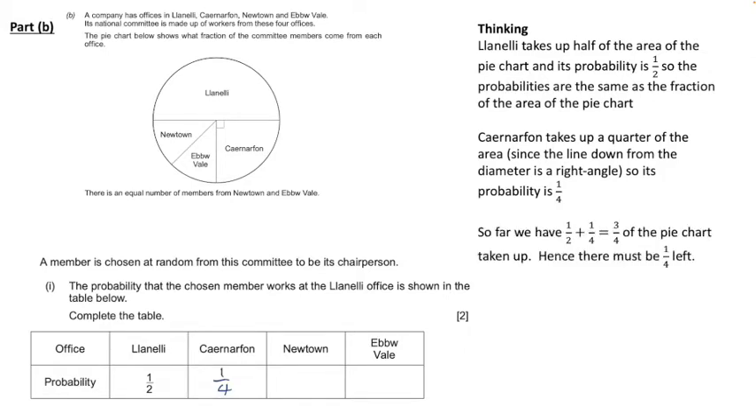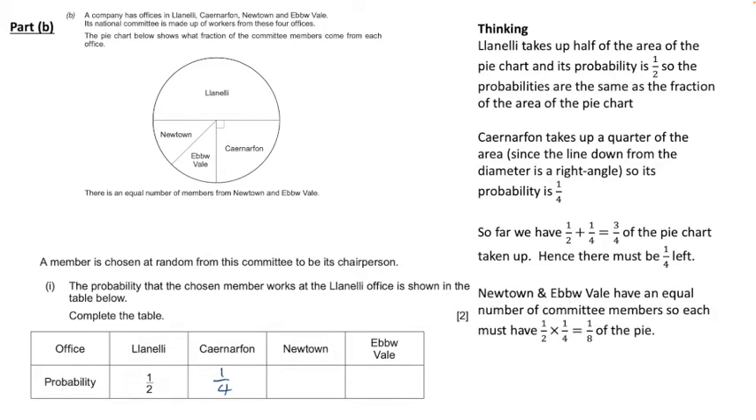And so far we have a half plus a quarter, which is 3/4 of the pie chart taken up. Hence there must be a quarter left. And we're told that Newtown and Abervail have an equal number of committee members, so each of them must have half of that quarter, which is 1/8 of the pie. And we can pop them on the chart as well.